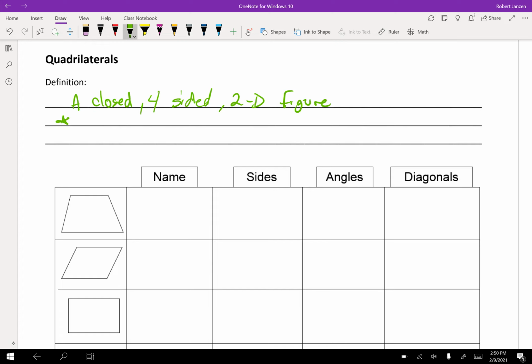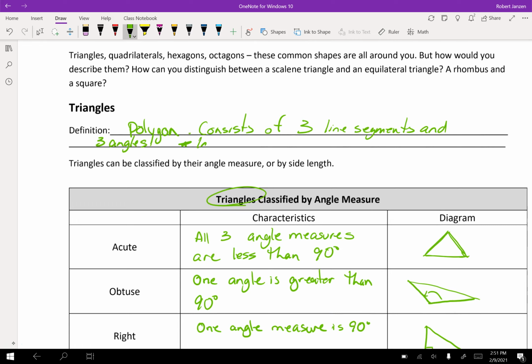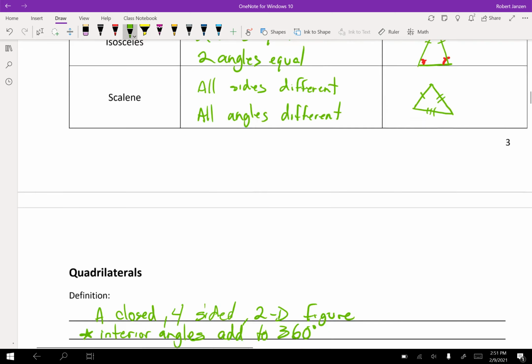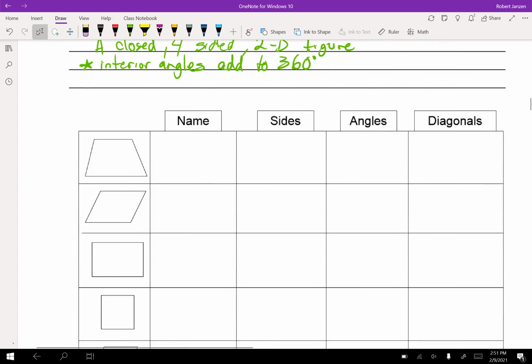Let's just put here a little characteristics. The interior angles add to 360 degrees. By the way, the interior angles of a triangle add up to 180 degrees. Maybe we should put that in here. Interior angles add to 180 degrees. So if you add up the three angles, they always add up to 180. In a quadrilateral, they always add up to 360.